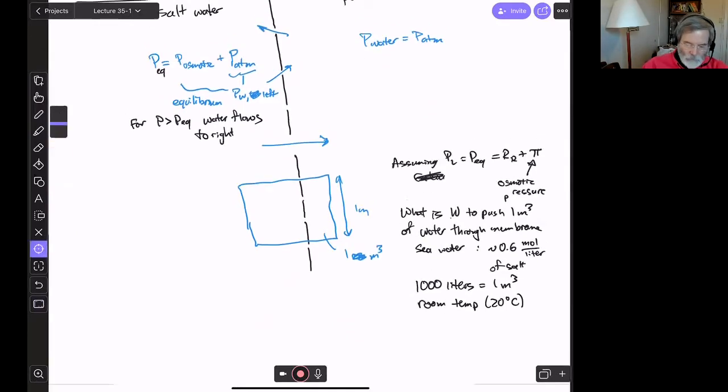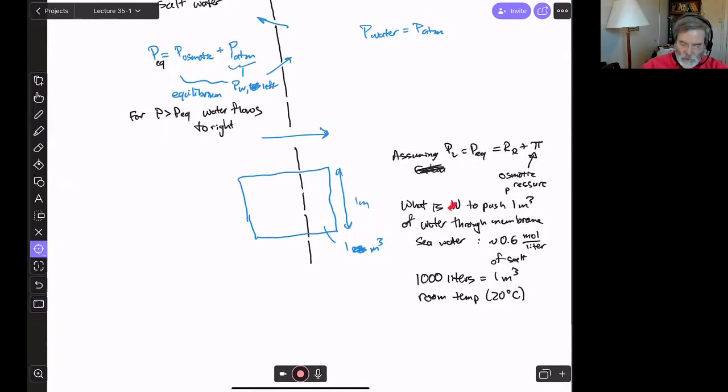So I'm going to break you up into breakout rooms now. So again, your goal is to calculate how much work we need to push the 1 cubic meter of water through that semi-permeable membrane. Are there any questions before I divide you up into the breakout rooms? Okay.